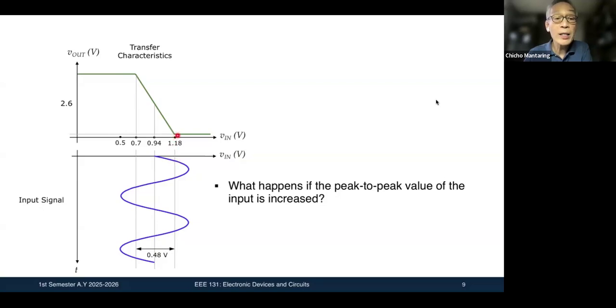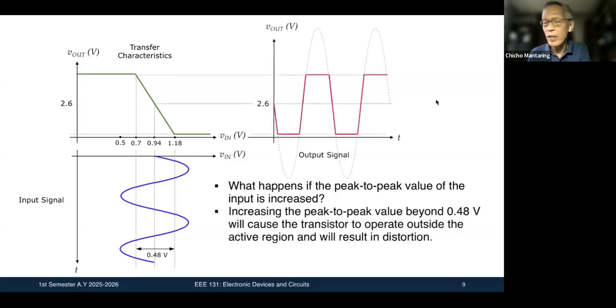my output will be constant at 0.2 volts. That will be from this point all the way back to this point. My output will be constant at 0.2 volts. Now, when my voltage is decreasing, at this point, I hit cutoff. So from this point all the way to this point, my output will be constant at 5 volts. So this is what my output is going to look like.